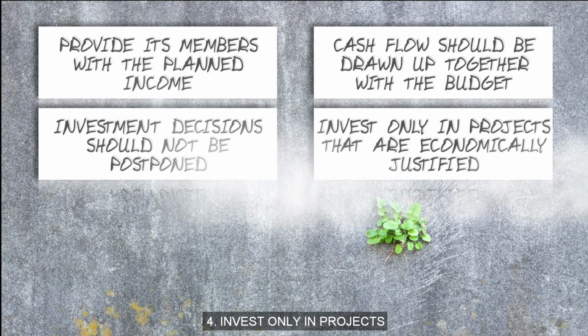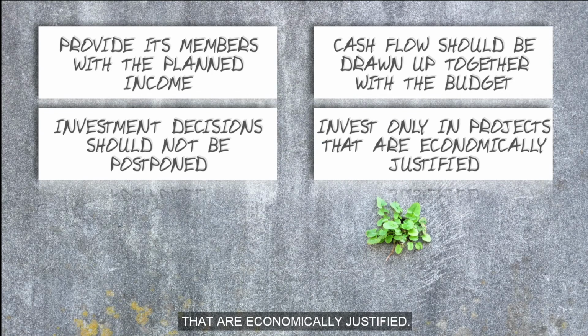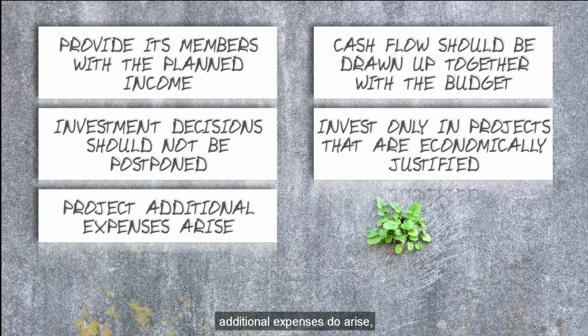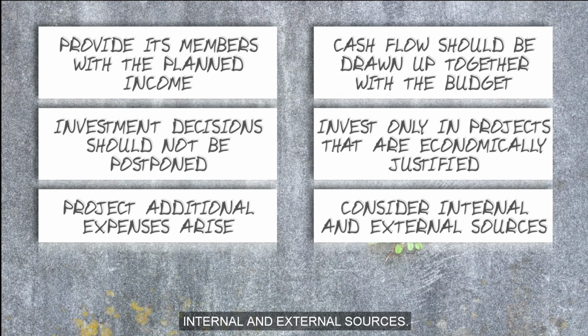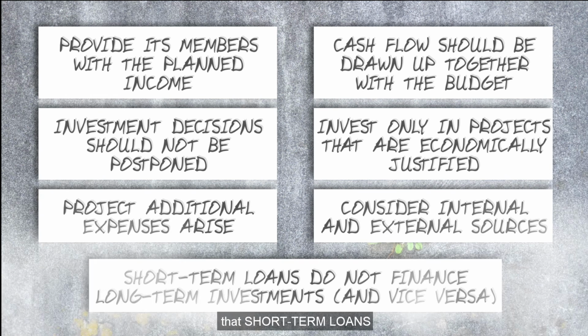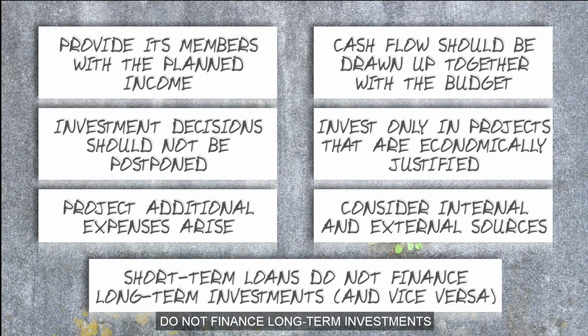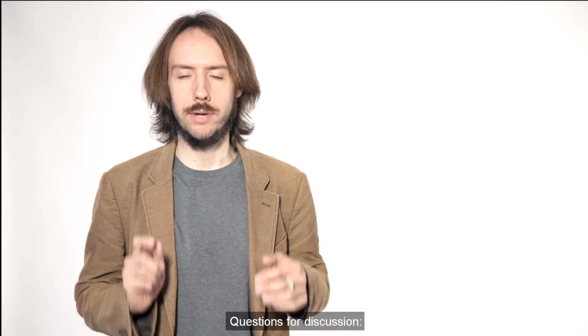Fourth, invest only in projects that are economically justified. Fifth, during the realization of the investment project, additional expenses do arise, which create additional pressure on the cash flow of the cooperative. Sixth, when looking for money, the cooperative must consider both internal and external sources. Seventh, when looking for money, it's important to remember that the short-term loans do not finance long-term investments, and vice versa. Now here's a few questions to think about.